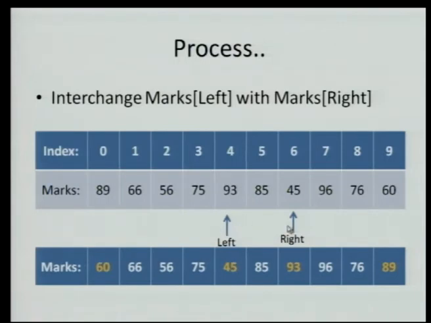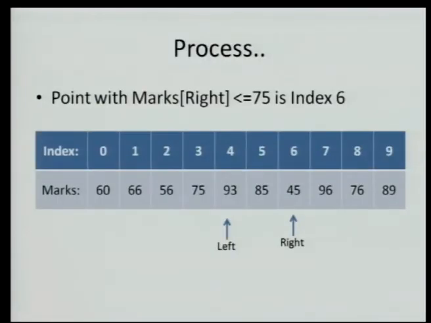Just exchange the two values and what we get is: 60 was already there, since 60 and 89 were already interchanged, and now 45 and 93 are interchanged as well. So we continue, but there has to be a place where we stop this algorithm. This process cannot go on forever, right? Ultimately, somewhere down the array, it has to stop.